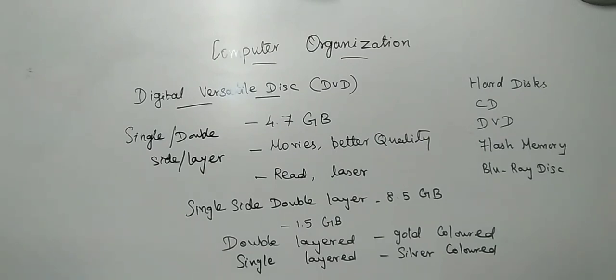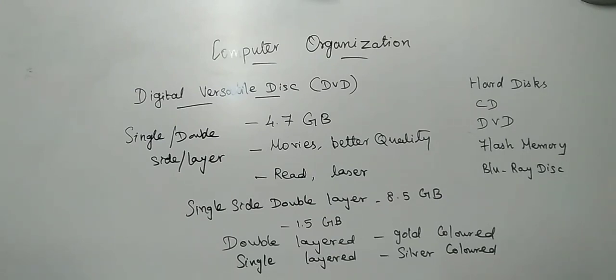So based upon that layer and the side, the capacity of the DVD changes for you. So we can identify the double layer by means of gold colored. It will be gold color, and the single layer it will be silver colored for you. So clear with the DVD?